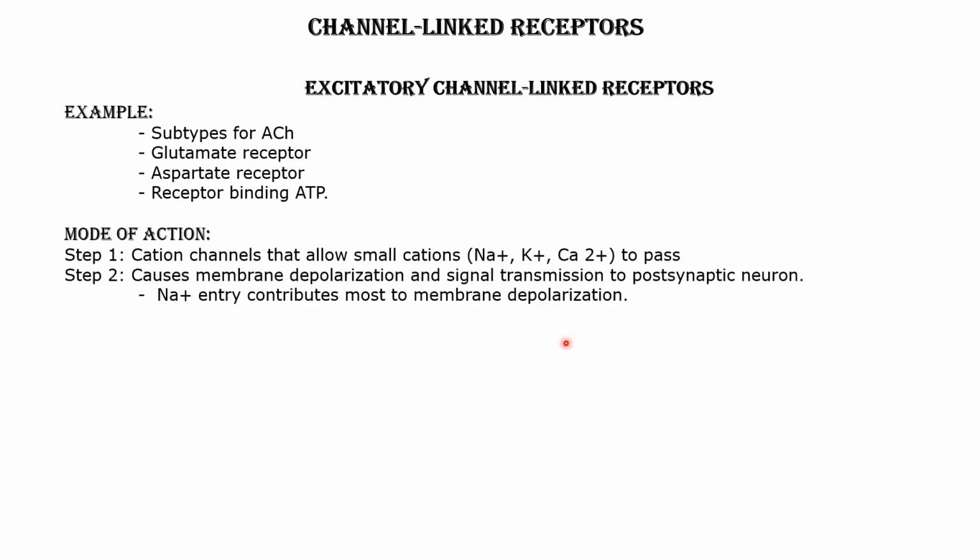Now, there are neurotransmitters like acetylcholine, glutamate, aspartate, and ATP. These are excitatory neurotransmitters. When they bind to their appropriate receptor, these receptors are usually cationic channels. For example, if they allow Na+ ion entry into the cell from the extracellular side to the cytosolic side, then this will lead to the depolarization of the membrane potential and therefore lead to an excitatory postsynaptic potential.